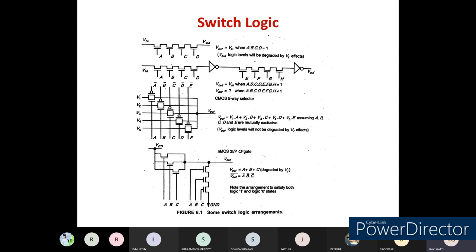Okay, so these are the switch level logics we are going to use for the implementation of higher order circuits. These are the things you need to understand before we go to complex circuits.